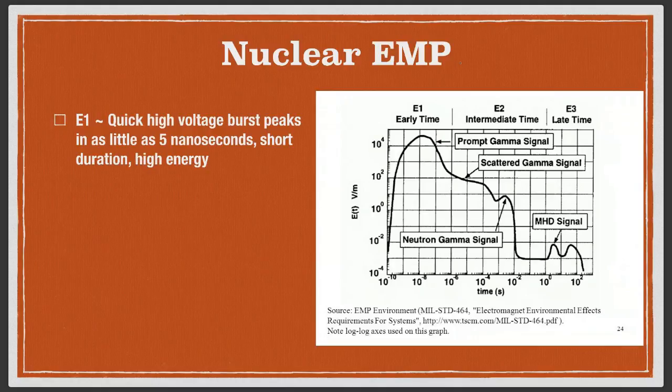It happens so fast that even lightning arresters are typically not able to clamp down fast enough. For instance, one of my favorite lightning arresters, the Midnight Solar SPD, is rated to clamp down in as little as 15 nanoseconds, which is great for lightning, but it's just not fast enough for E1.